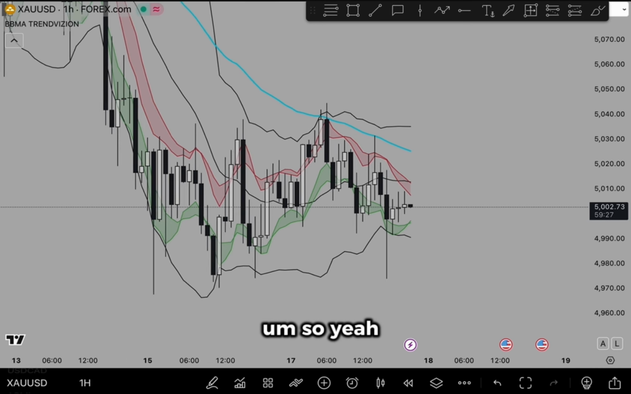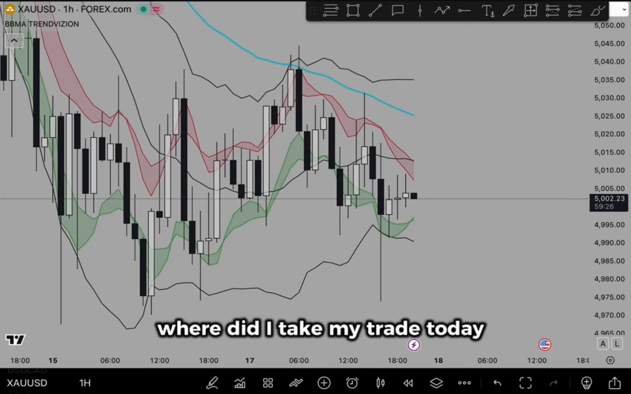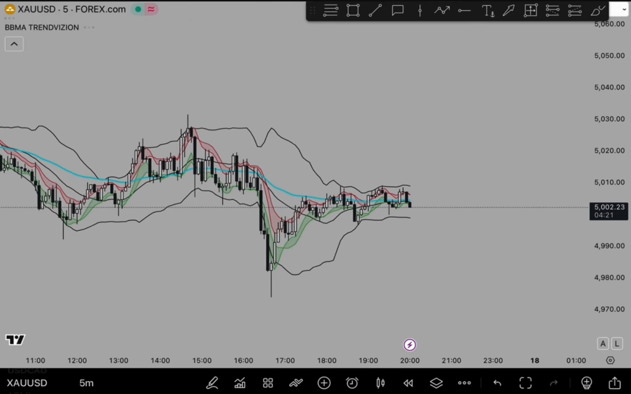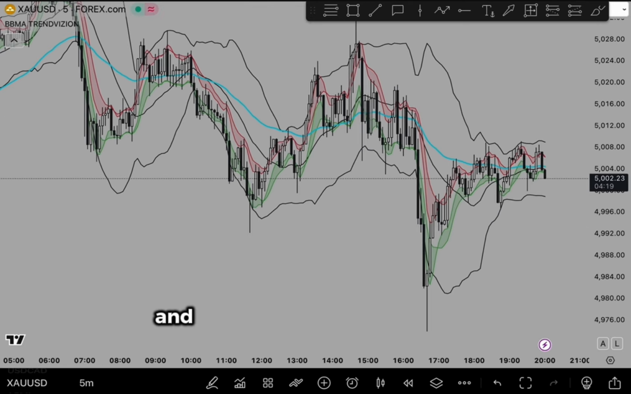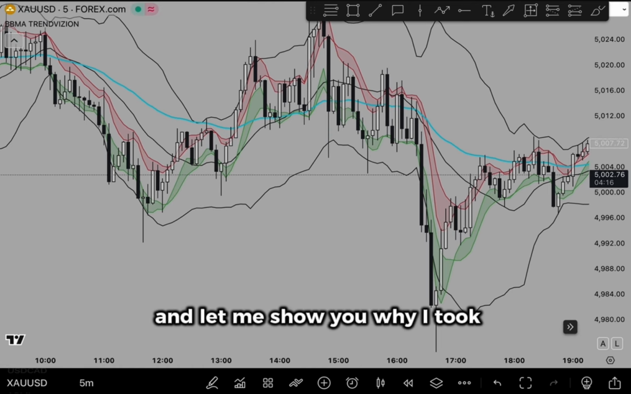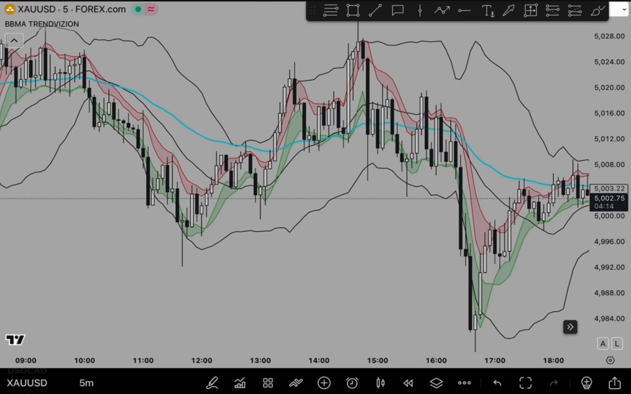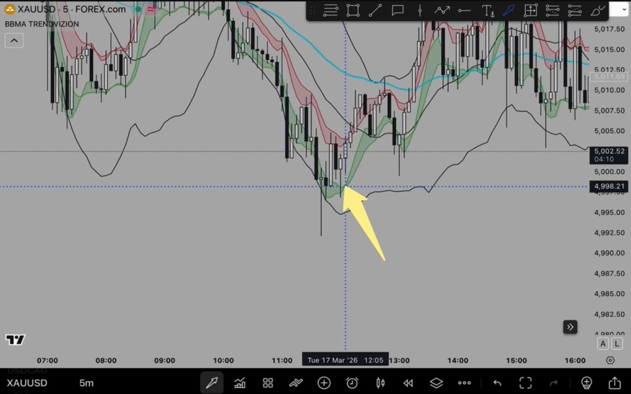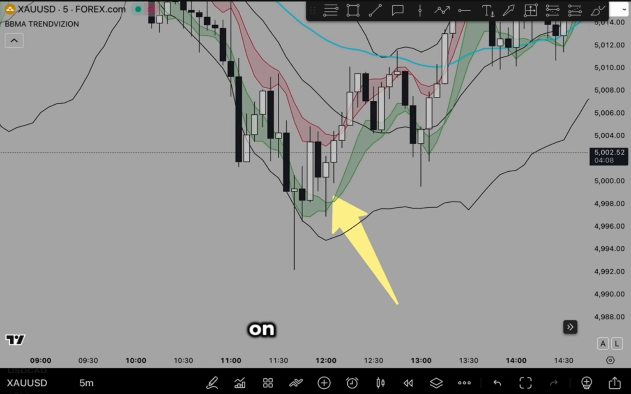So yeah, where did I take my trade today? It was on, I believe, the 5 minute time frame. And let me show you why I took the trade. Yeah, so it was here, on this candle.